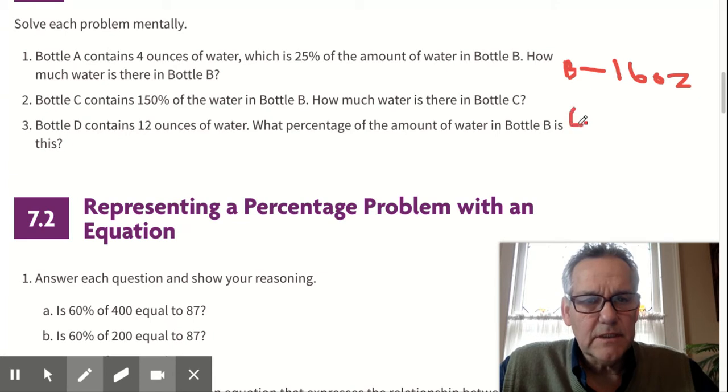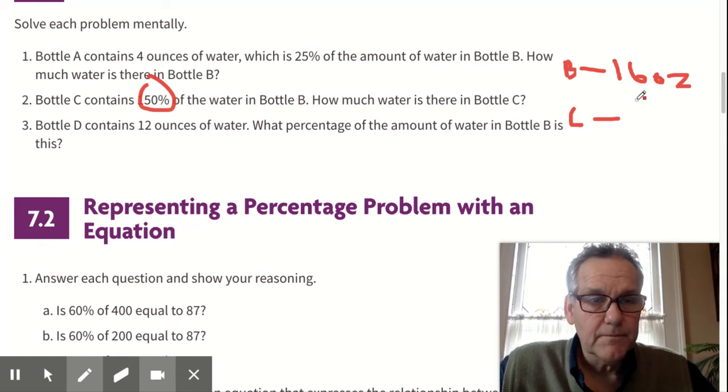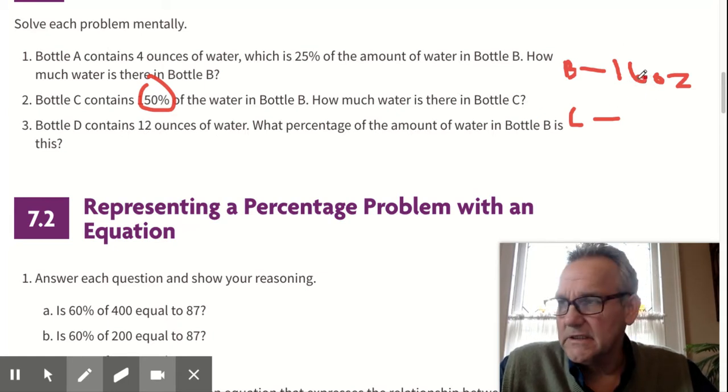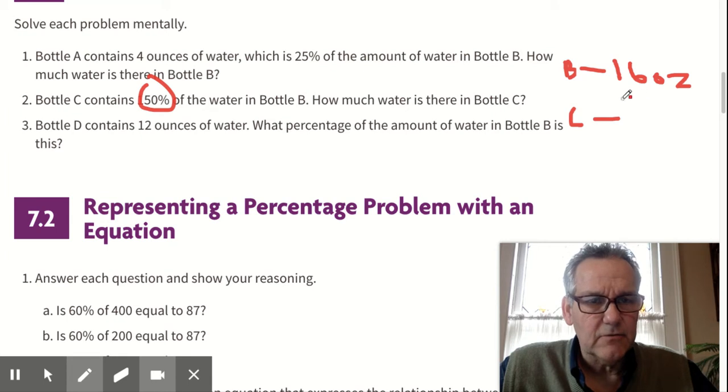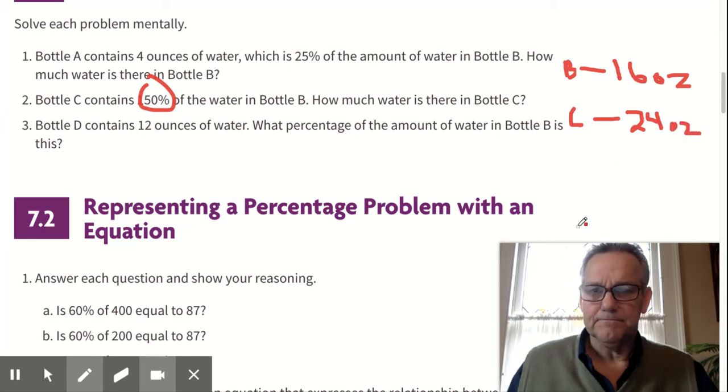And bottle C is going to contain 150% of that, which means 50% more. Well, 50% of 16 ounces, of course, is 8. So if we add 8 to 16, we end up getting 24 ounces of water in bottle C.